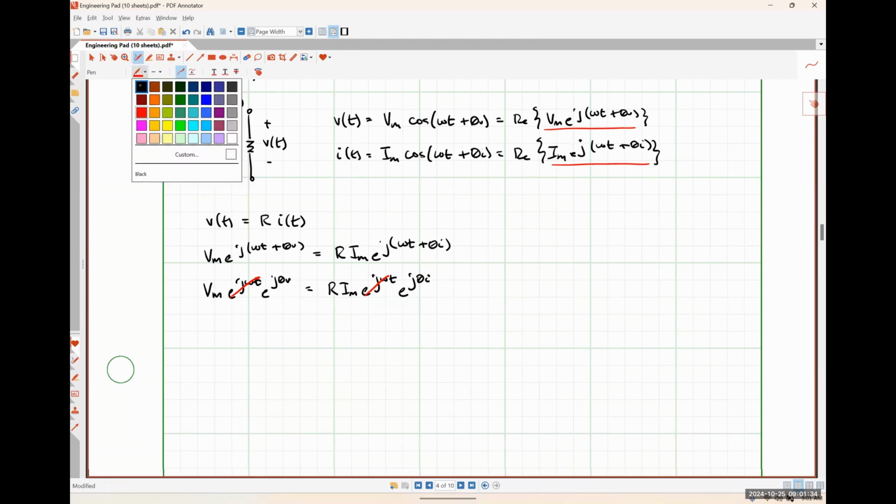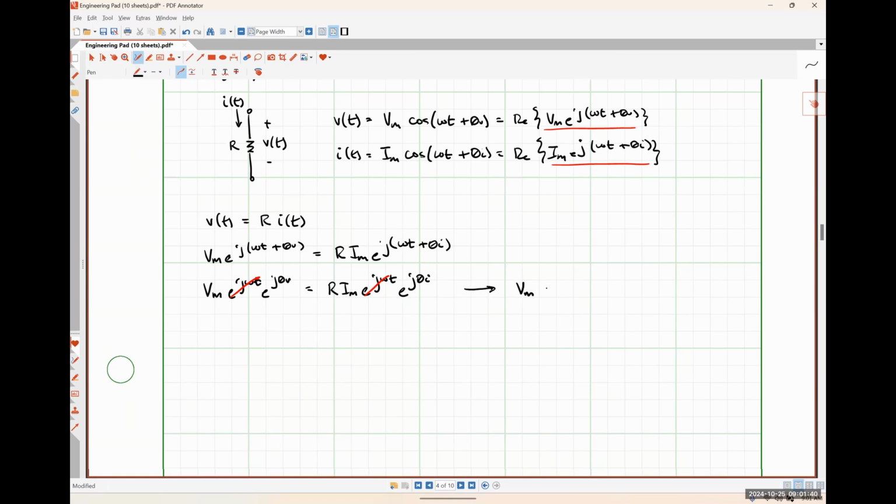So I can infer from this relationship a couple of things, okay? The magnitude on the left-hand side, Vm, has to equal the magnitude on the right-hand side, R times Im. The phase angle on the left-hand side, theta v, has to equal the phase angle on the right-hand side, which is theta I. So effectively, a resistor does not introduce any phase delay or advancement in our system. The phase of the voltage drop across a resistor is the same as the phase of the current flowing through the resistor, okay?